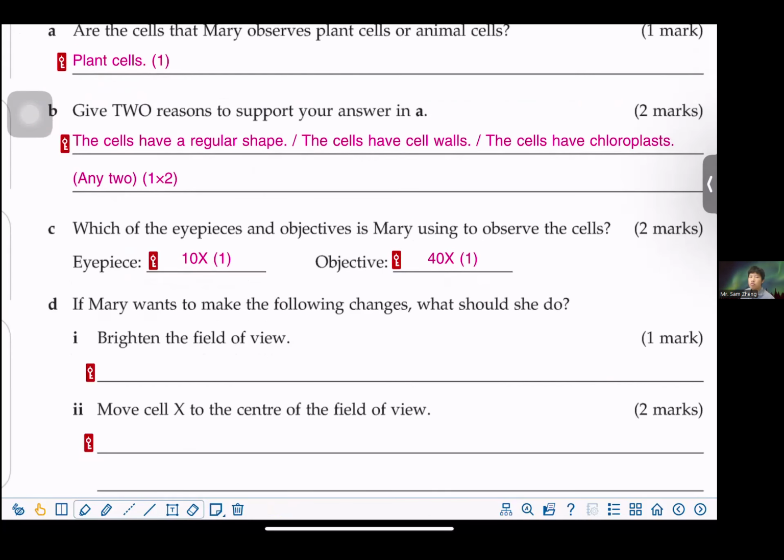If Mary wants to make the following changes, she wants to brighten the field of view. How can she do this? First, she needs to adjust the diaphragm. Or, on the other hand, she can turn on a brighter light source. Both are correct.